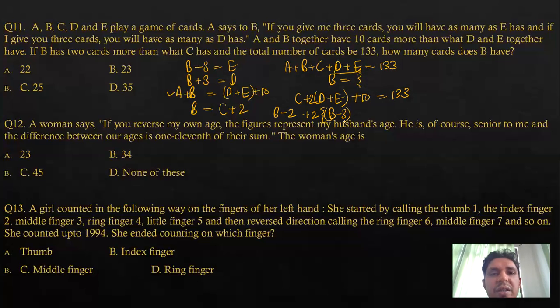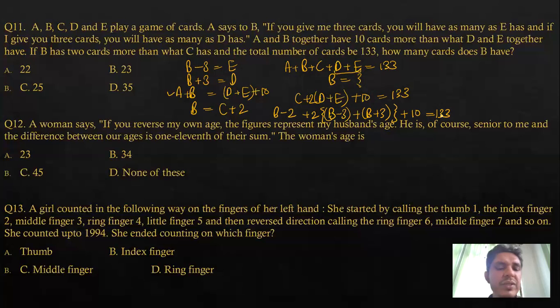For e we can write b plus 3, and obviously the number plus 10 is equal to 133, right? If we solve the question, we can find the value of b. So students, you can find the value of b from here. I am not solving this. Okay, question number 12.